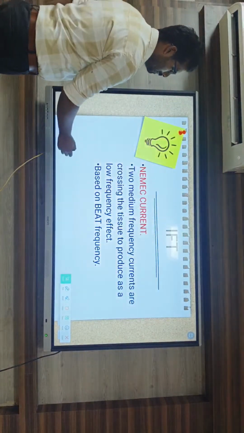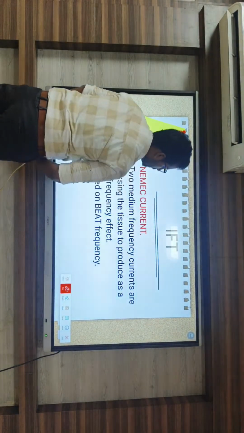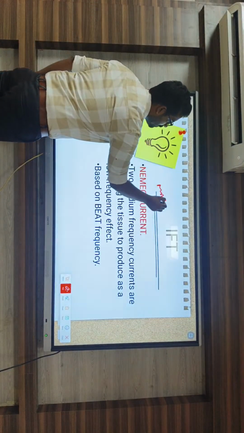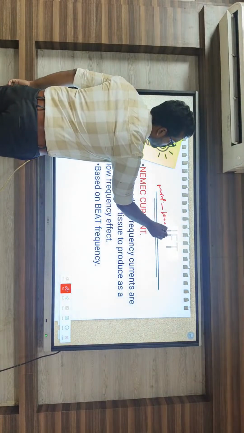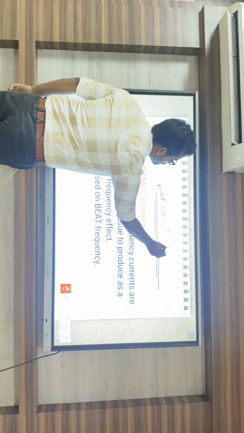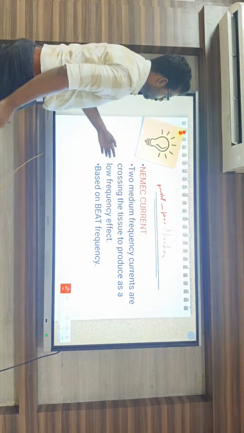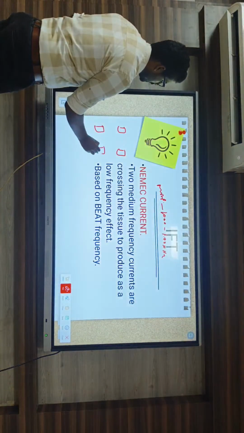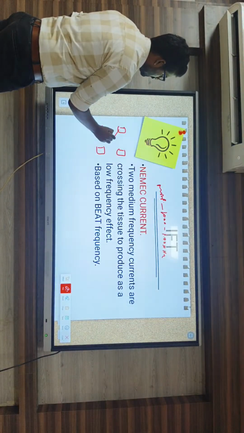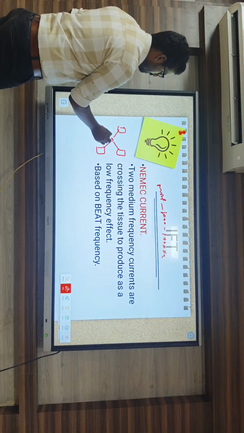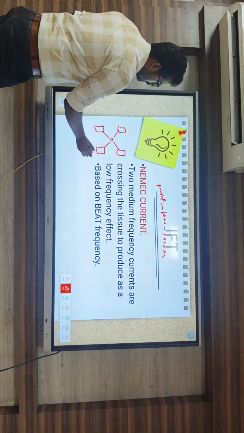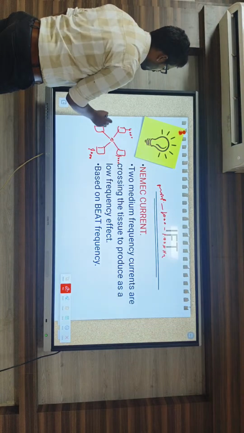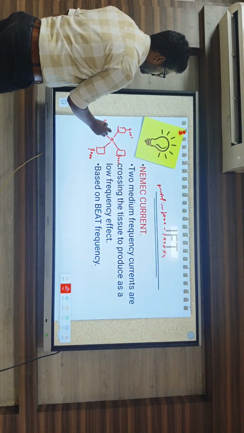So what about the beat frequency? I already told you IFTs are medium frequency currents. Medium frequency currents are 100 to 10,000 hertz. For example, here we are going to take 4,000 hertz frequencies. So this is the central point of the muscles or tissues. In every electrode there is the 4,000 hertz current.